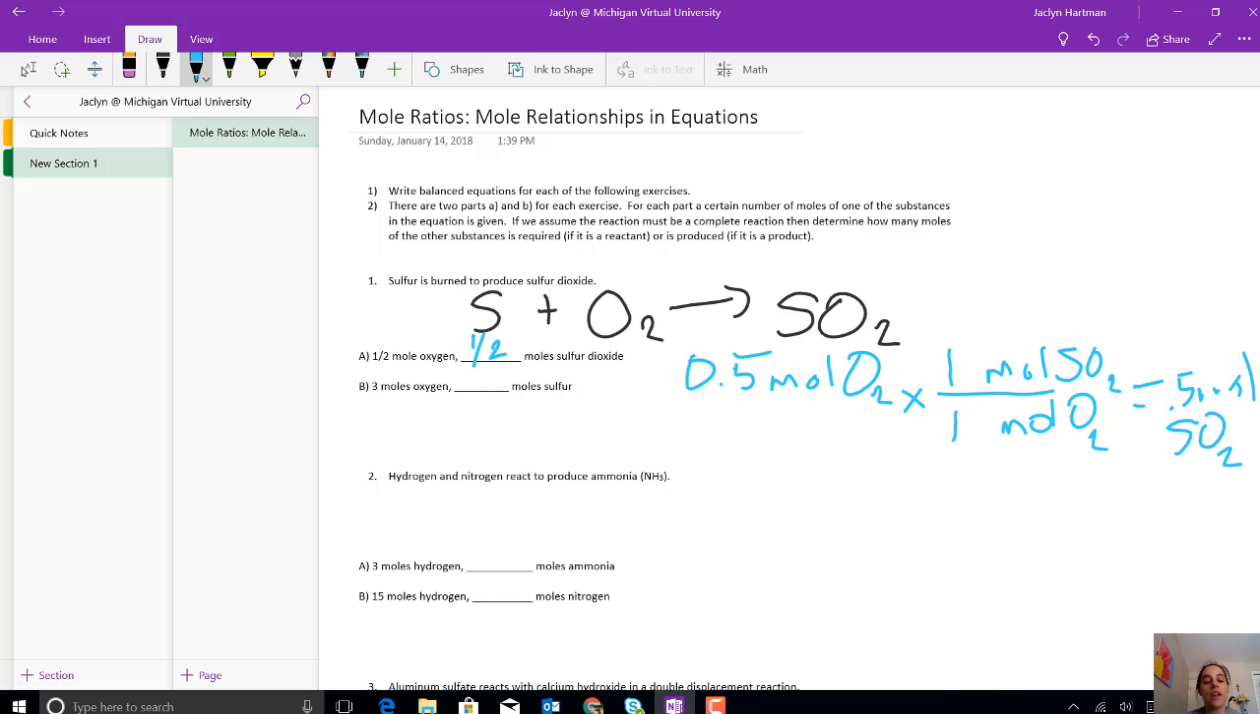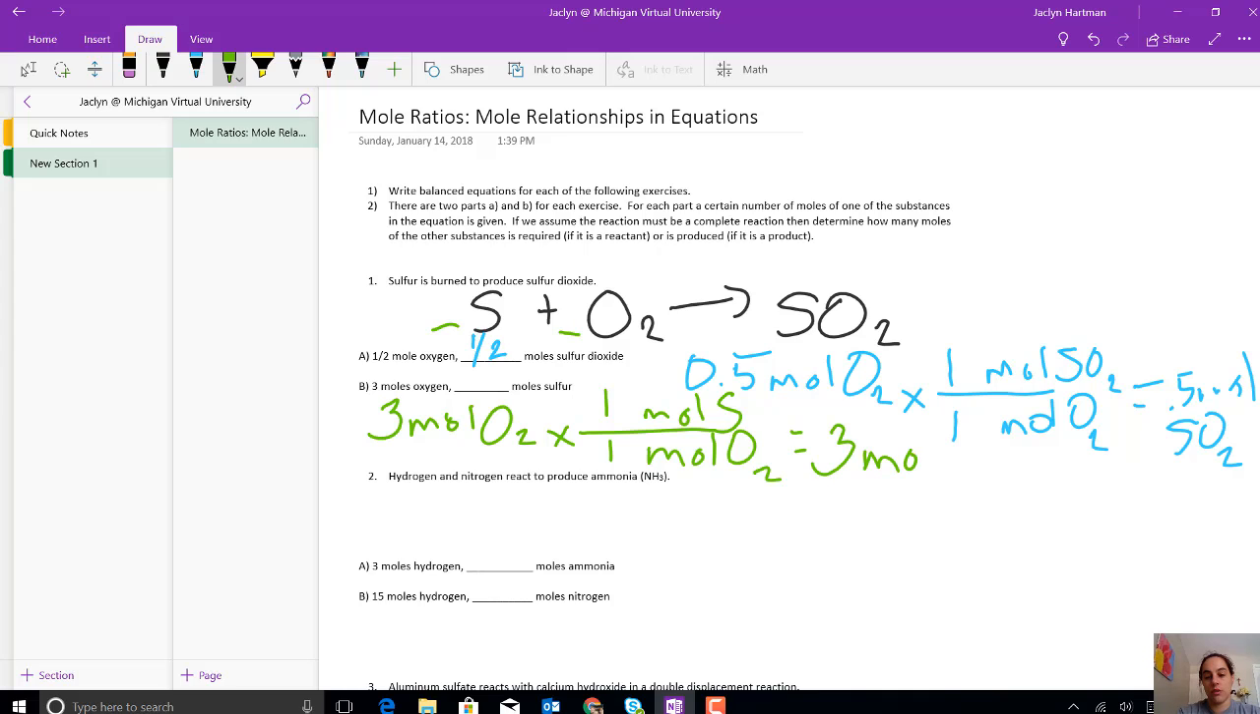Okay? Let's try it for 3 moles of oxygen. So this time, if I have 3 moles of oxygen, and this time it's asking me how many moles of sulfur am I going to need to use in order to make this happen. So again, I'm going to drop my moles of O2 down to the bottom, and I'm going to put moles of sulfur on the top. And again, we have a 1-to-1 ratio. We have a coefficient of 1 for S and a coefficient of 1 for O2 because there's nothing written there. So this would lead me to need 3 moles of sulfur. So my answer here is 3.